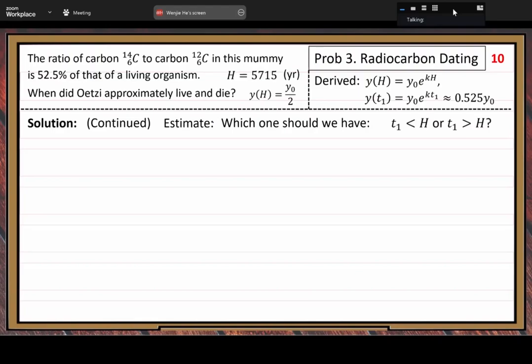Yeah. So here, T1. H corresponds to one half of Y0, but T1 corresponds to 0.5 to a little higher than one half, right? Yeah, a little higher than half. So not at half-life. That means T1 should be a number smaller than half-life, right? Yeah, decay before the half-life point.